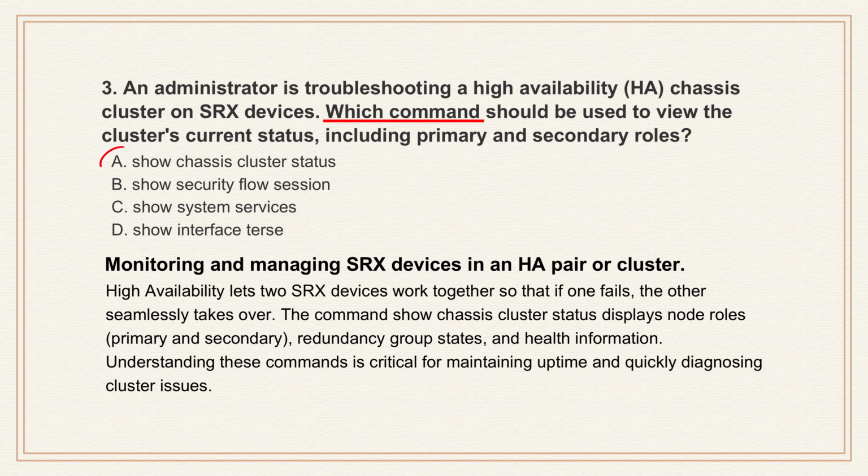And it gives you much more than just node 0 is primary, node 1 is secondary. What else? What's the deeper insight? It shows the status of the redundancy groups, the logical groups of resources that fail over together. It tells you if they failed over, maybe even why. Crucially, it also checks the health of the links between the cluster nodes.